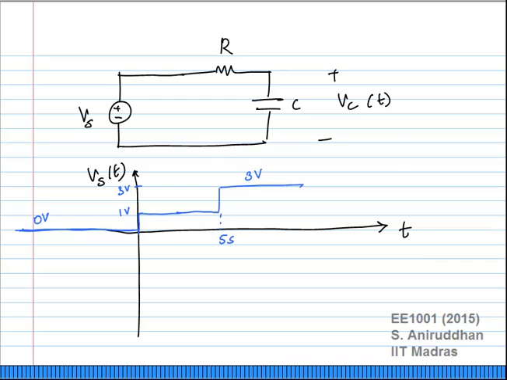What about KVL? That is something so generic that it's like saying charges on a capacitor. Tell me something more specific, relevant to this particular problem. How would you start? What is VC of T for T less than 0? Why? VS will be 0. Okay. Then what happens at T equal to 0? VS becomes 1 volt. Then what happens to VC of T?